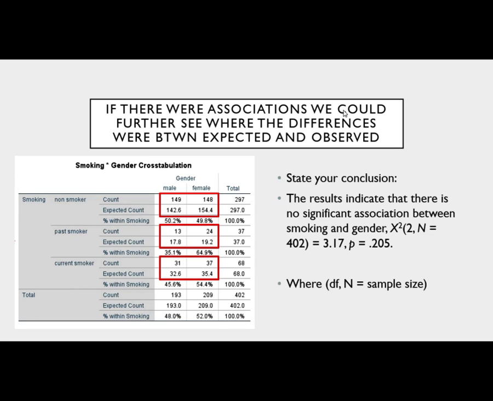If there were associations, we could further see where the differences were between expected and observed, right? So here my expected count was 142 and I found 149. My expected was 154 and I found 148. I was expecting 18 and I found 13. I was expecting 19 and I found 24, etc. These are all really darn close, so that's why we don't have significance.